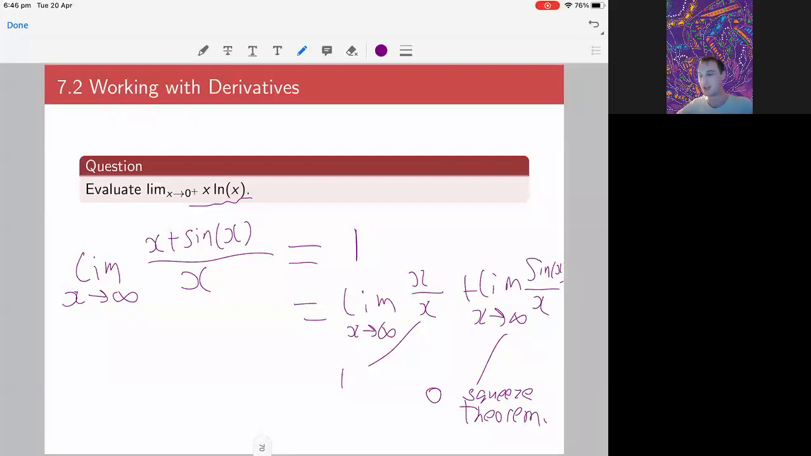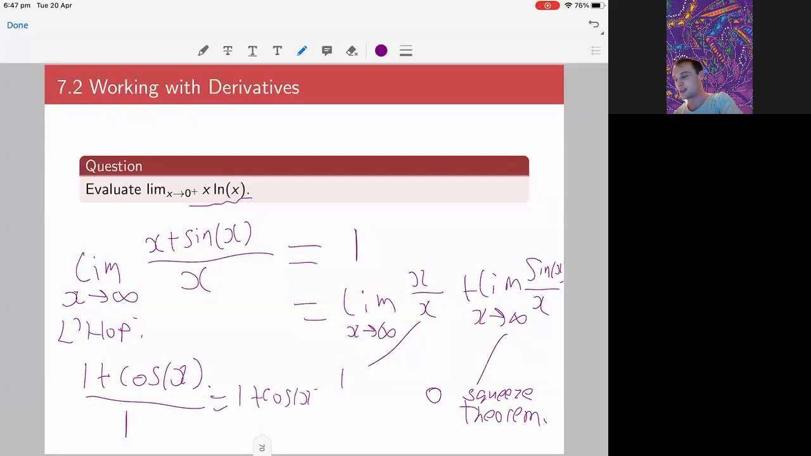But if you try to do this using L'Hopital's rule, what are you going to end up with? Well, differentiate the top, differentiate the bottom: 1 plus cosine of x. But we know that cosine of x is oscillating, and so this limit does not exist. So this is a situation in which the original limit does exist, but you wouldn't be able to work that out if you tried to apply L'Hopital's rule to it immediately.